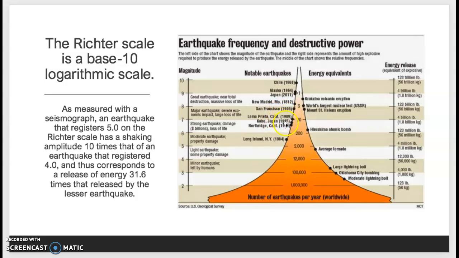I remember growing up, I was in middle school when that happened, and they made TV movies about it. It was a really, really big earthquake in United States history. Here's Mount St. Helens, okay? That much energy compared to Hiroshima.